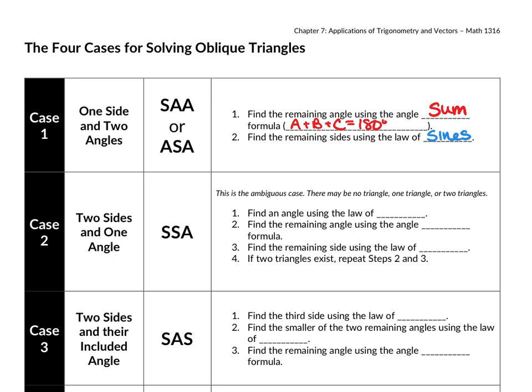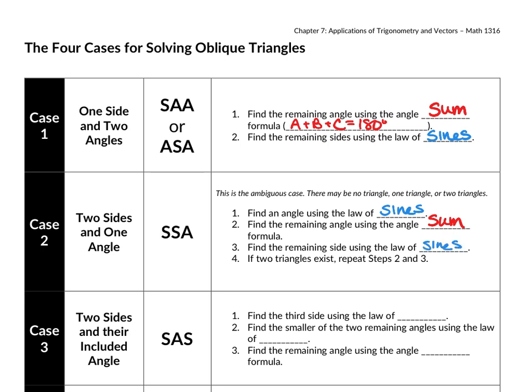Case 2 is our ambiguous case. This is the one that we should pause on because this is where we have side-side angle. There may be no triangle, 1 triangle, or 2 triangles. We first find an angle using the law of sines. Then we find the remaining angle using that angle sum formula. So kind of the backward steps because we needed to find 1 more angle and then solve. Then you find the remaining side using the law of sines again.